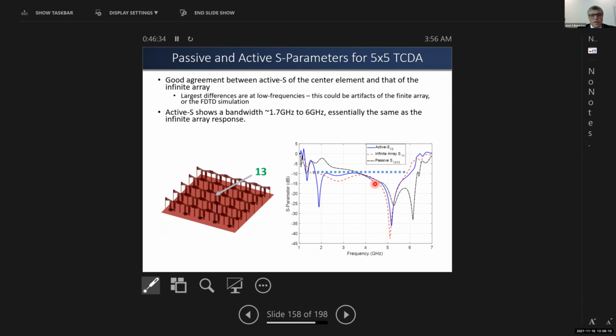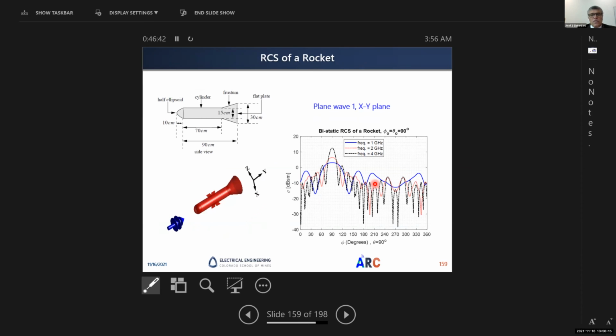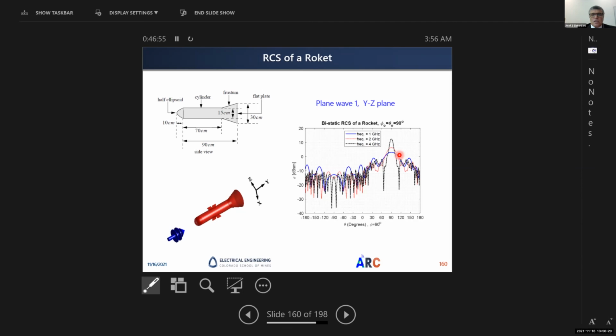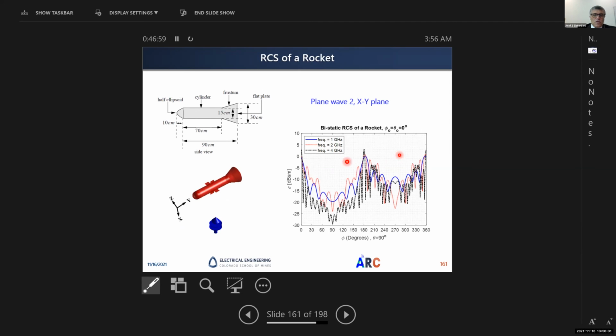Also, we can simulate larger objects at different frequencies. For example, this rocket here is about 9 centimeters edge to edge, or about 1 meter. You can see the RCS is computed in one run at 3 different frequencies. This is one plane cut, this is another plane cut, and this is basically the excitation at a different orientation.